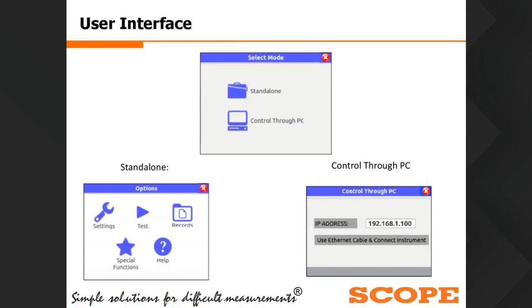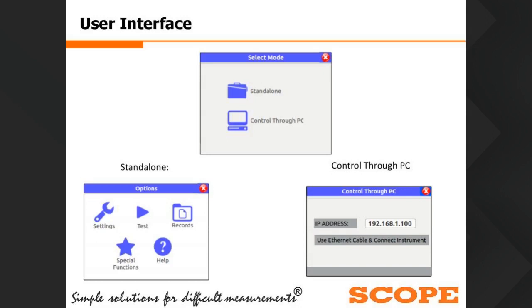Then the user interface. This instrument is very easy to operate. We have given two modes, that is standalone mode, and the second one is control through PC. If we select standalone mode, then we will get this type of display, and we have added different options, that is settings, tests, records, special functions, and help. In settings we can create ID or edit ID, like that.